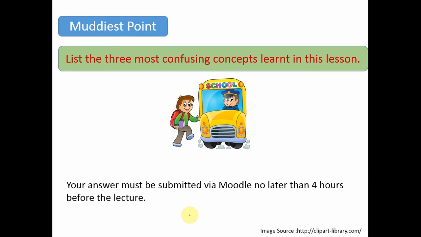And this is a little exercise for me to understand your level of understanding. List the 3 most confusing concepts you learnt in this particular lesson. You have to provide your answer via Moodle. I have put a question on the Moodle. I will go through your answers and then I will identify the common gaps in your class. Then we can discuss further to clarify your problems.